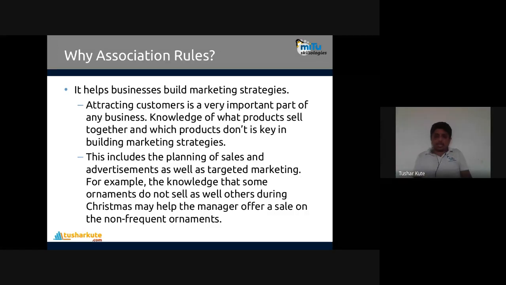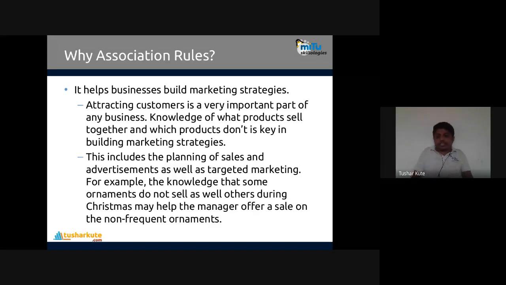Their sales improve. As sales improve, you are reaching more and more customers, and obviously that will help grow your business. That will help to get reliability from the customers also. Yes, and you can build your marketing strategies based on that. If this is not selling, make it available with others. If this, then that: if you purchase this, you will get a discount on that. Like that, associations can be found. So this includes the planning of sales and advertisement as well as targeted marketing. Targeted marketing means specifically targeting that particular set of people.